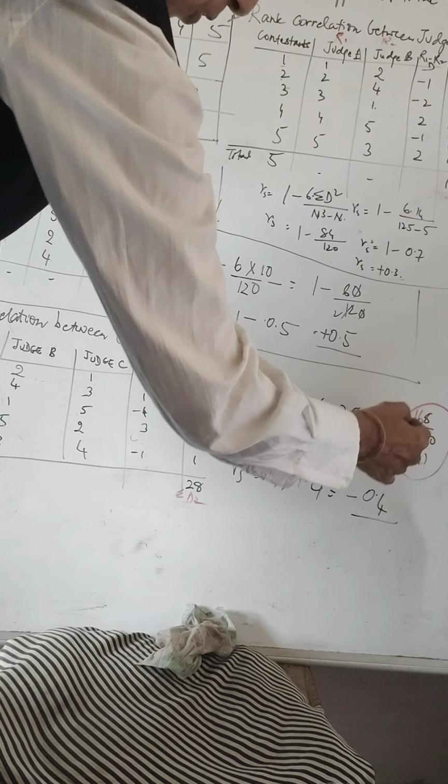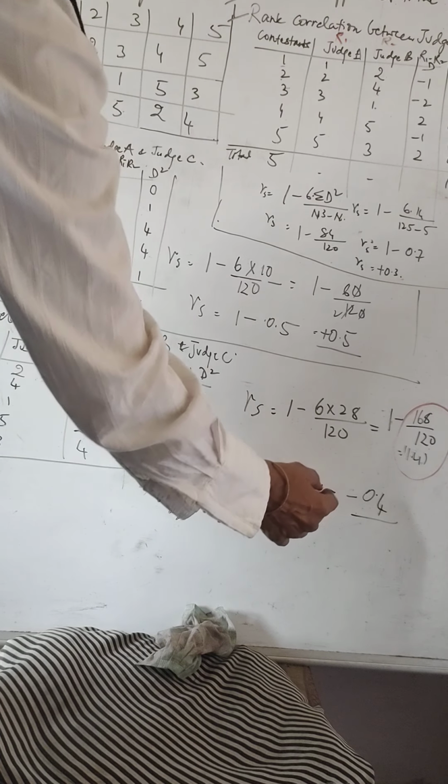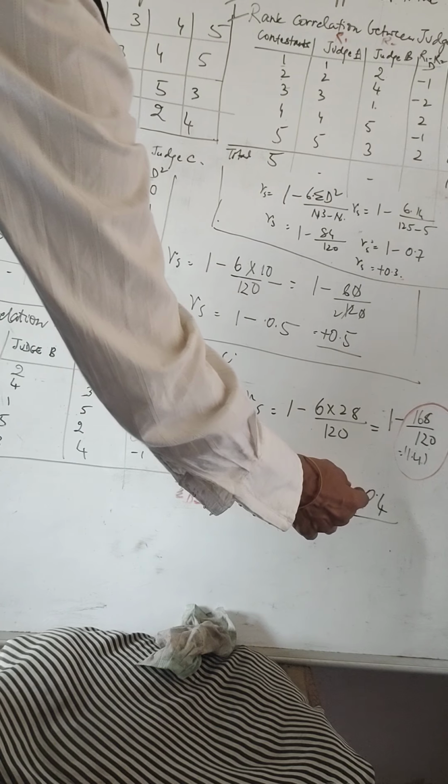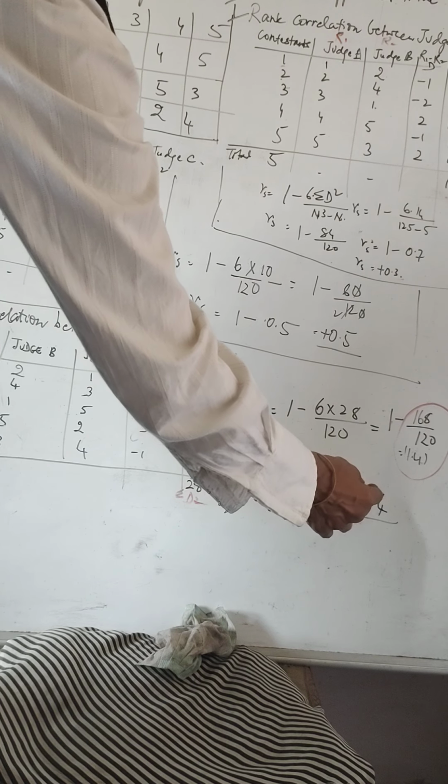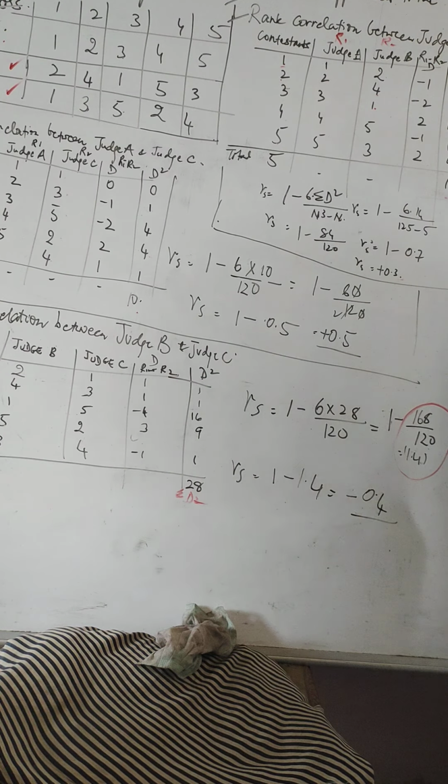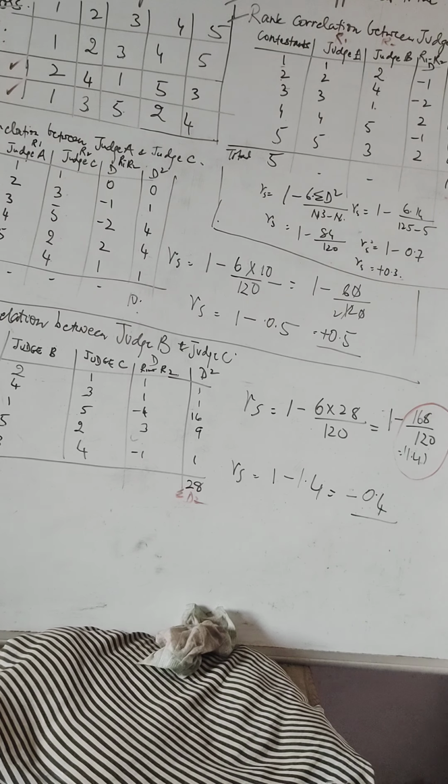This comes to 1.4. So 1 minus 1.4 is equal to minus 0.4. So there seems to be a negative correlation. Okay, so in this we find that for this pair of judges, there's a negative correlation between Judge B and Judge C.